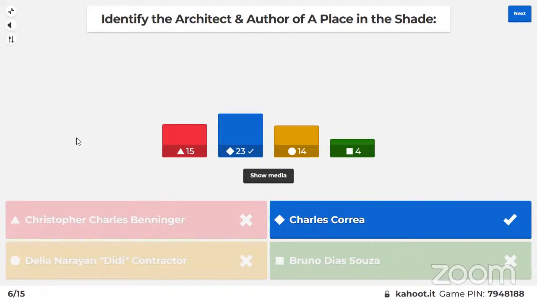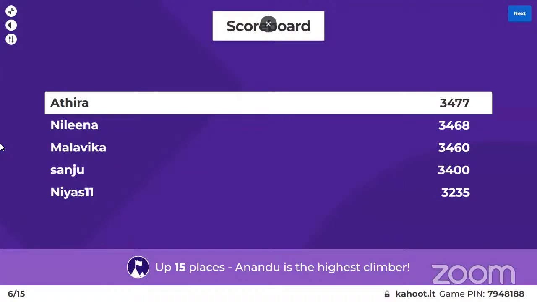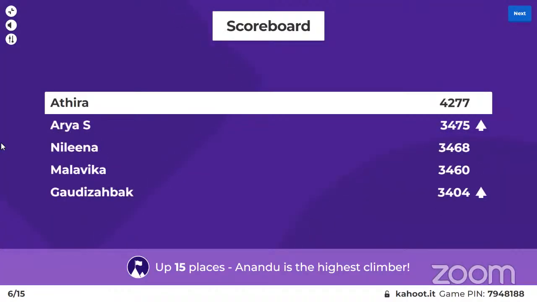Okay, so identify the architect and author of a palace in the shade, and it is Charles Correa, Charles Mark Correa, Indian architect, famous for urban planning. Urban planning is a kind of modern architecture, mostly in the post-independence era. Famous for many buildings like Madhya Pradesh Legislative Assembly, Gandhi Ashram, and all these famous buildings. Charles Correa.